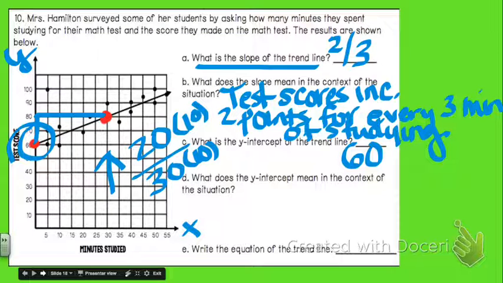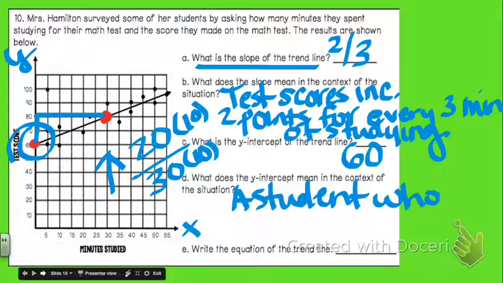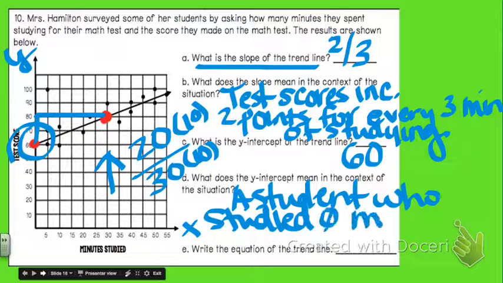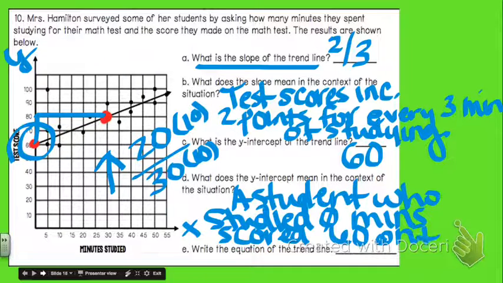D, what does the y-intercept mean in the context of the situation? Take a second and write down what the meaning for the y-intercept is. So the meaning for the y-intercept is a student, you can compare your answer to mine, a student who studied 0 minutes scored 60 on the test.